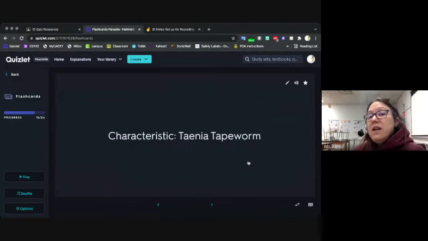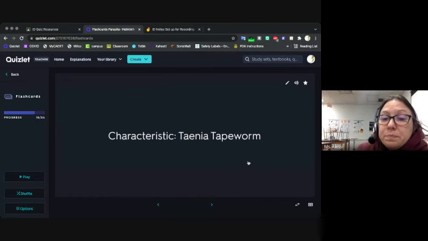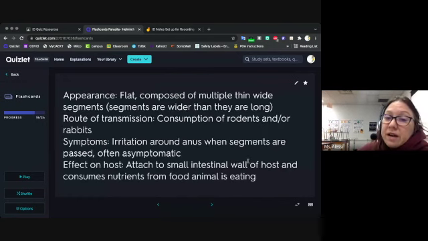Next, we have Taenia tapeworms. We had the flea tapeworms earlier. Now we have the Taenia. These are flat and composed of multiple thin, wide segments, so the segments are wider than they are long. Transmission again is the consumption of rodents and/or rabbits. Symptoms: irritation around the rectum when the segments are passed, often asymptomatic.